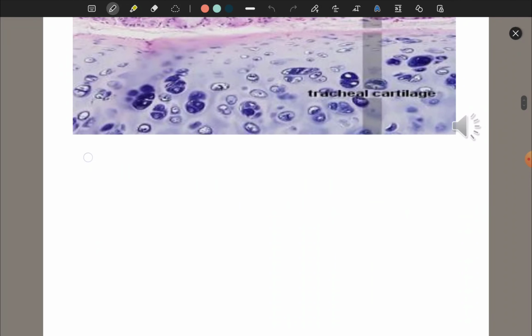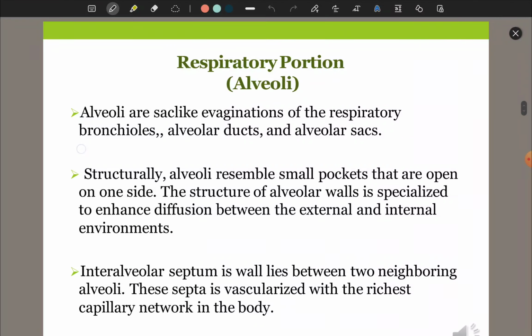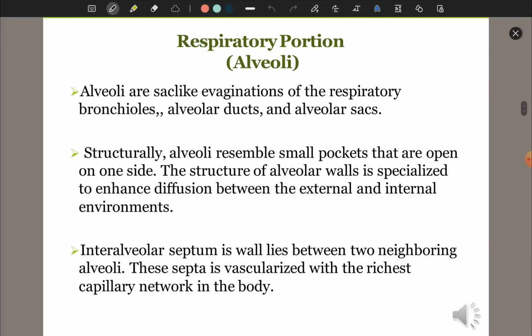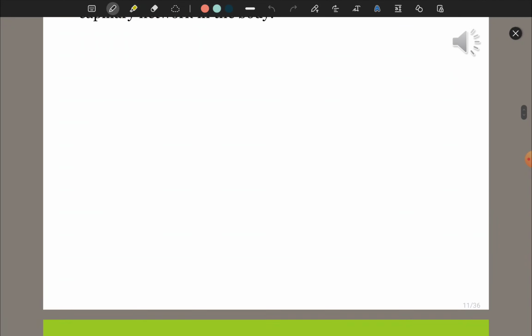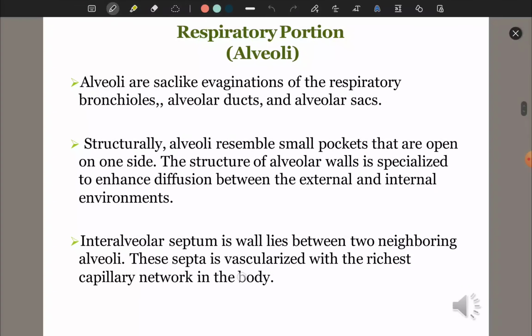Regarding the respiratory portion, the trachea was an example of the conducting portion. Most of the conducting portion has the same histological layers with little difference. Regarding the respiratory portion, we will take the alveoli themselves, the sacs, where the process of gas exchange occurs. So alveoli are sac-like invaginations of the respiratory bronchioles, alveolar ducts, and alveolar sacs.